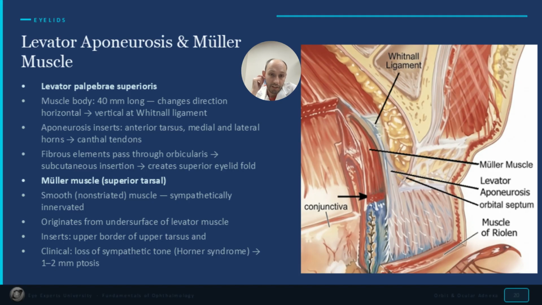The Müller muscle sits superior to the tarsus. It's a smooth, non-striated muscle that is sympathetically innervated. It originates on the undersurface of the levator muscle and then inserts into the tarsal plate. If we lose tone, we get about 1 to 2 millimeters of ptosis, hence why we get ptosis in Horner syndrome, because it's the loss of the sympathetic tone. It has nothing to do with cranial nerve 3.